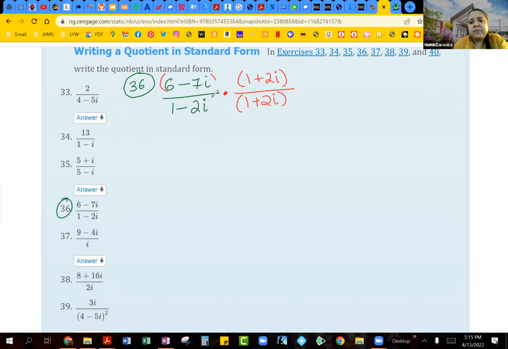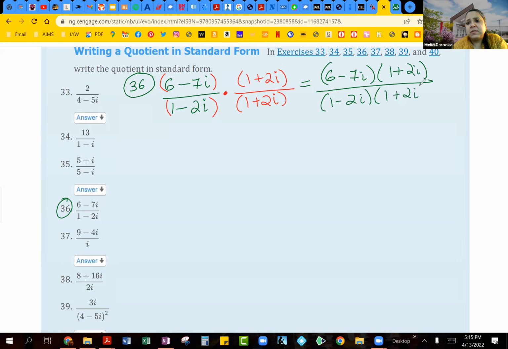So then you end up multiplying these together. We are taking 6 minus 7i and multiplying it with 1 plus 2i. On the bottom, you are taking 1 minus 2i and multiplying it with 1 plus 2i. So we will need to do FOIL on the numerator. And then on the denominator, remember, it will just become a squared plus b squared.